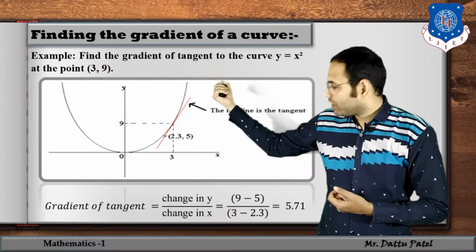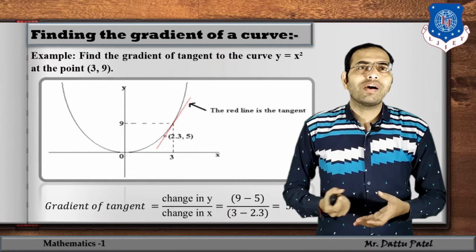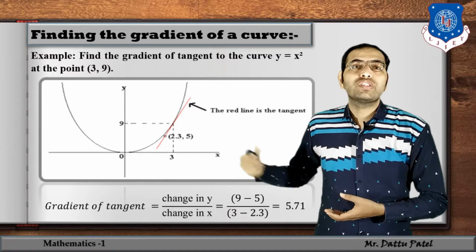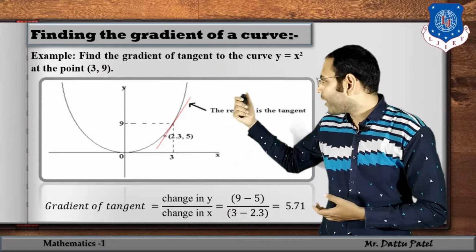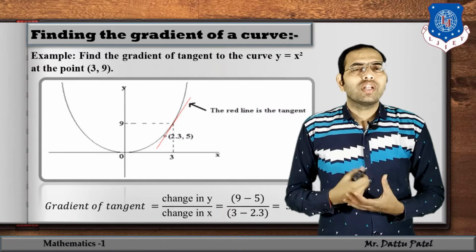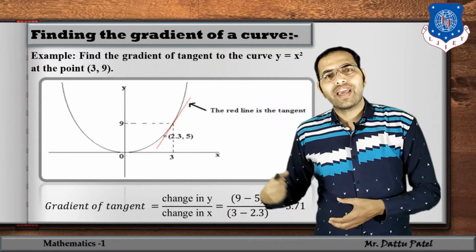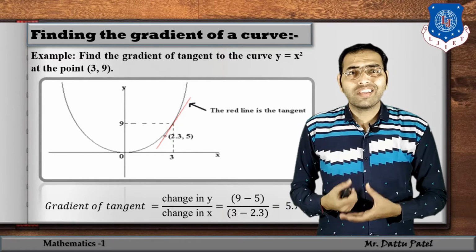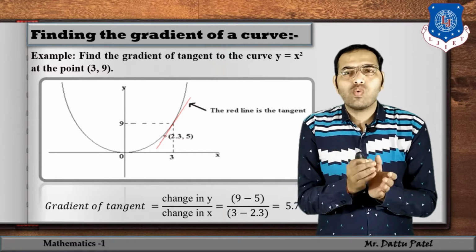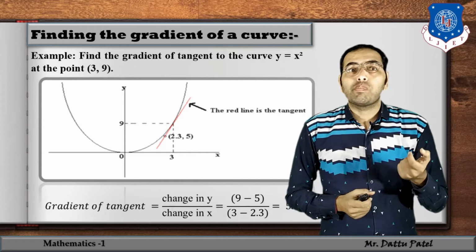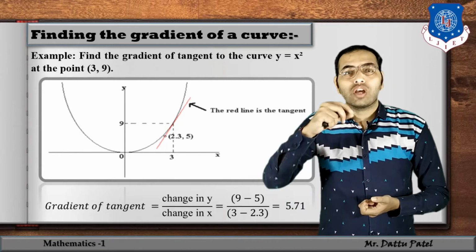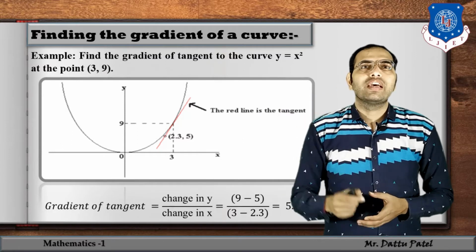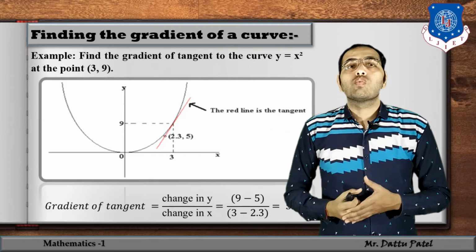Here we have to find the gradient at the point (3, 9). The red line indicates the tangent. Here one point is (3, 9) and the other point we consider is (2.3, 5). Then the gradient of the tangent equals the change in y coordinate upon the change in x coordinate. Here the y coordinate difference is 9 minus 5, divided by 3 minus 2.3, the x coordinate difference, and we get 5.71. In this method we can only give an approximate answer. The better your graph is, the closer your answer will be to the correct answer. If your graph is perfect, then the answer of this sum would be 6.